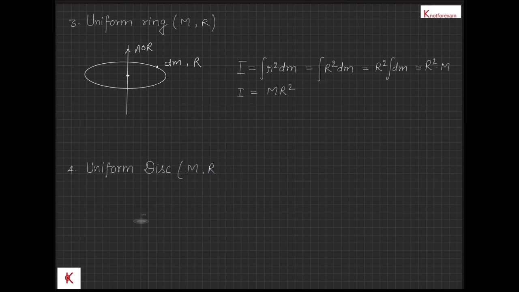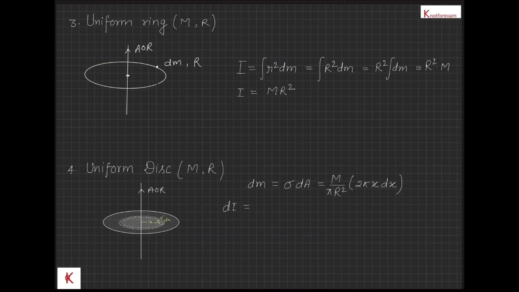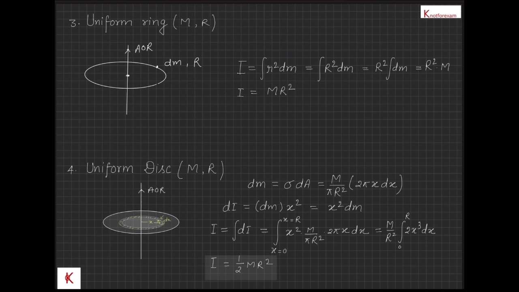Moment of inertia of a uniform disk of mass m and radius r about its central axis. Assuming the disk as a combination of differential rings of radius x and width dx having mass dm, that is mass per unit area into the area of the ring. Now the moment of inertia of the differential ring about the same axis is dI equal to x² dm, and by using the superposition principle, the total moment of inertia is the integration of dI, and solving the integration gives I equal to half mr².